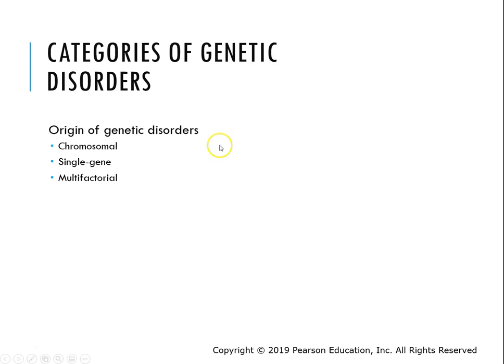Okay, so if you talk about categories of genetic disorders, I mentioned this, right? You can have these single gene disorders, like I mentioned, sickle cell, cystic fibrosis, things like that.